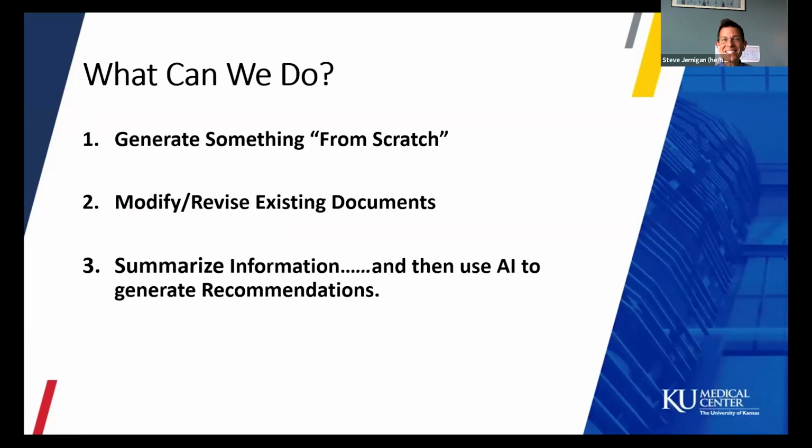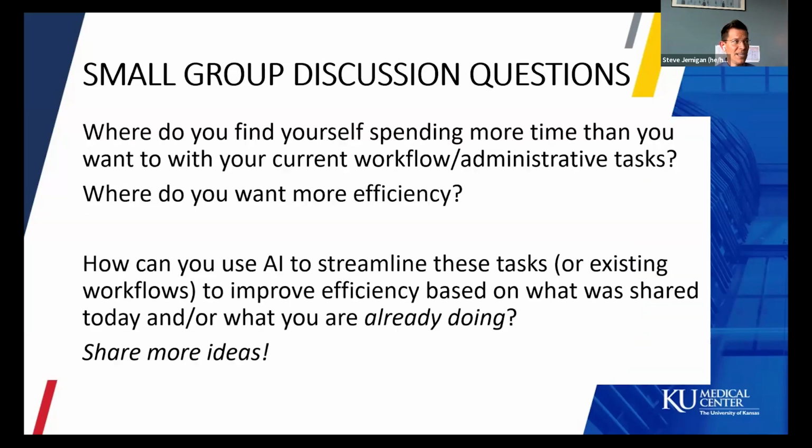So in summary, what I talked about today is three bins that we can think about as it relates to our administrative tasks. When I want to generate something from scratch, think about AI. When I want to modify or revise existing documents, think about AI. And when I want to summarize information, especially a large amount of information, AI can definitely be used to help, and then ask it to generate some recommendations.